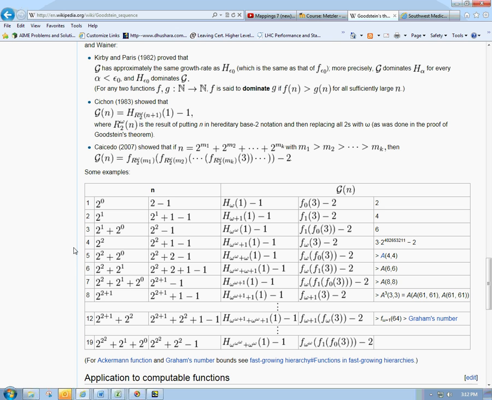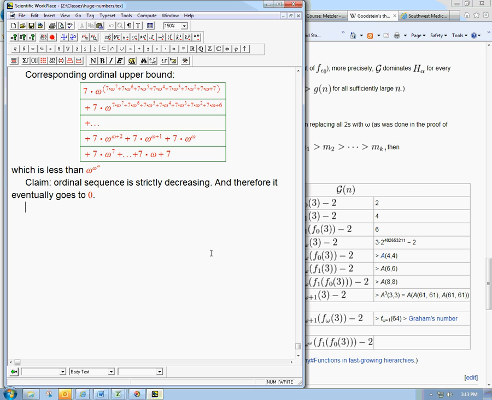For depending on the input, the function of the hierarchy we need is growing. Well, that's the diagonalization idea. So we need one function that encapsulates all the fast growers for arbitrary towers of omegas. So let me go back here.